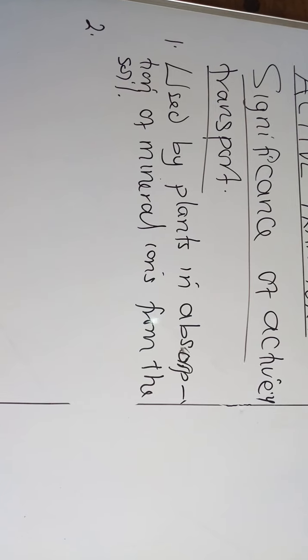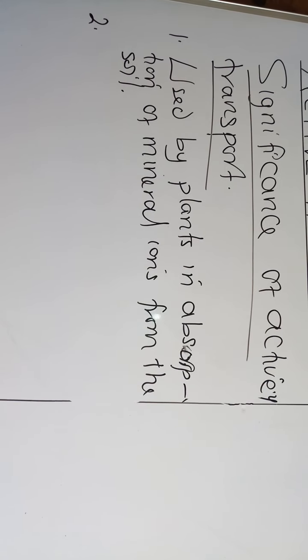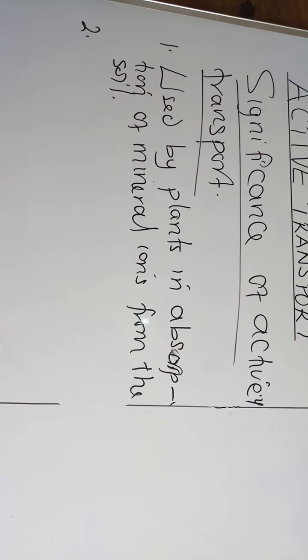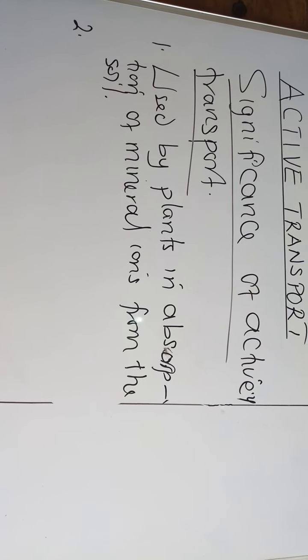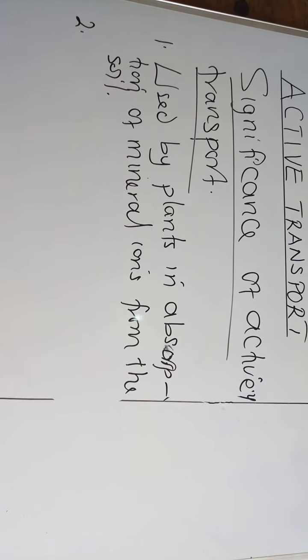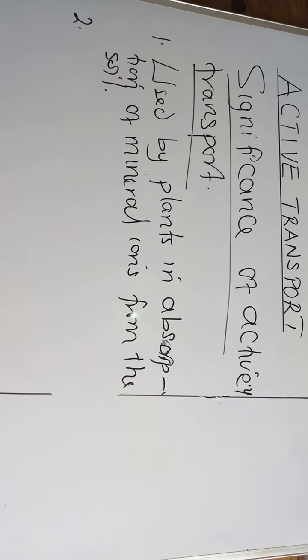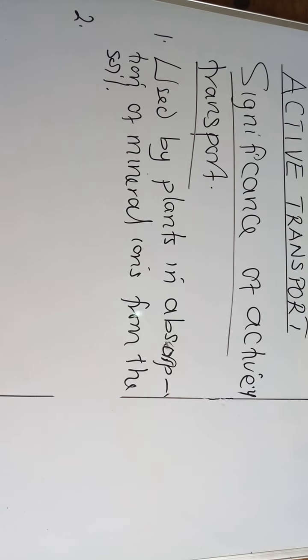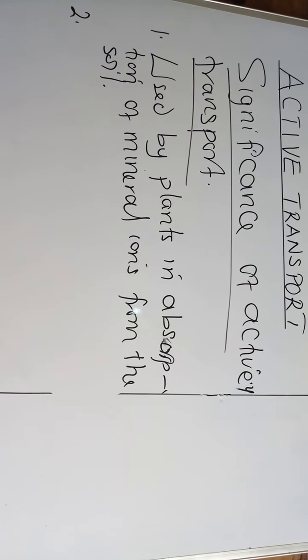That is, plants will use energy from the process of respiration within the root hair cells. Then root hair cells will use energy from respiration in the process of active transport to absorb mineral ions like sodium ions, potassium ions, nitrate ions, phosphate ions from the soil into the root hair cell of the plant.